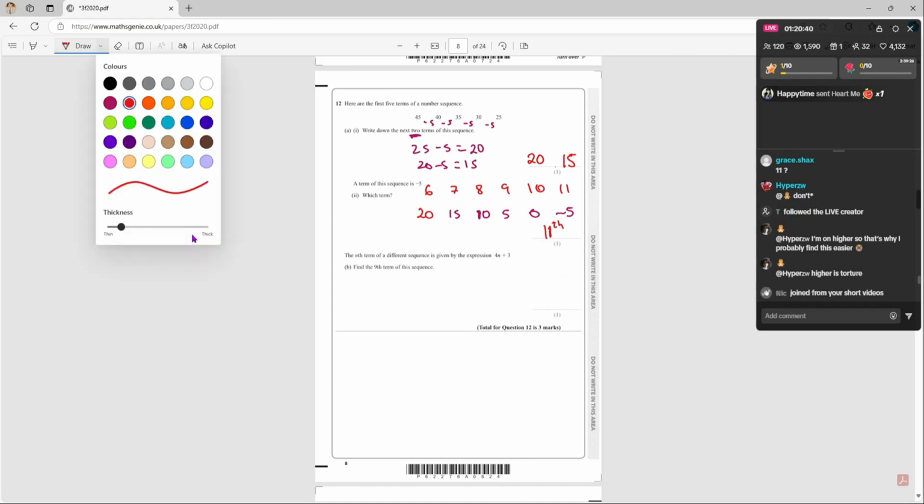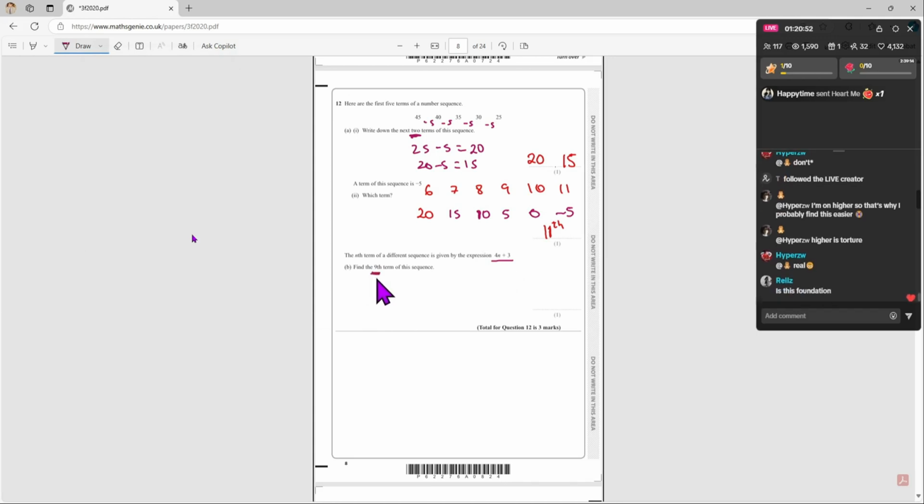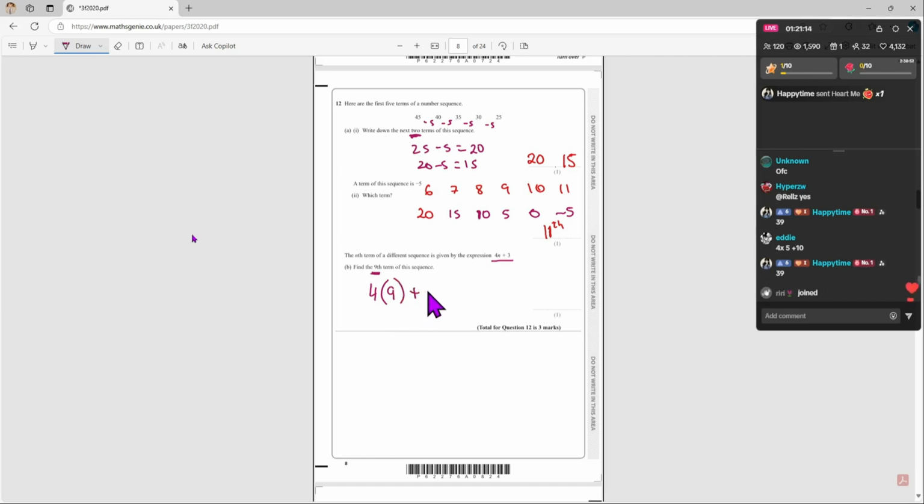So now let's move into part B. The nth term of a different sequence is given by the expression 4n plus 3. Find the 9th term of the sequence. So to work out the 9th term, and we're already given the nth term, we have to just substitute the value of 9 into our equation. So we have 4, and then the value of n is going to be 9. Substitute it in there, and then we have to add the 3.